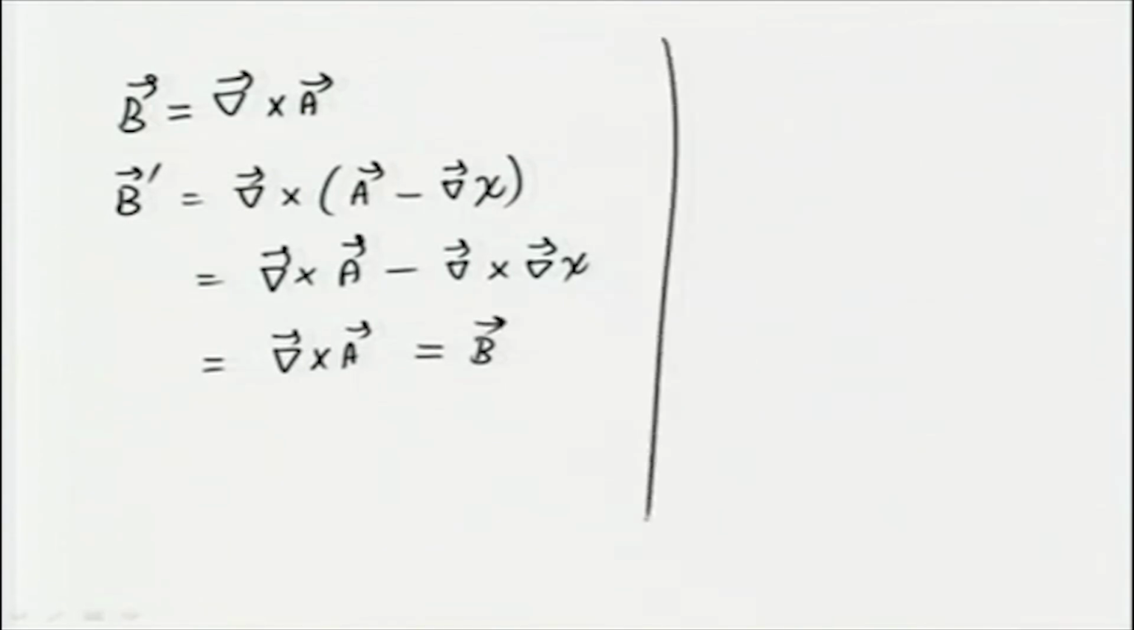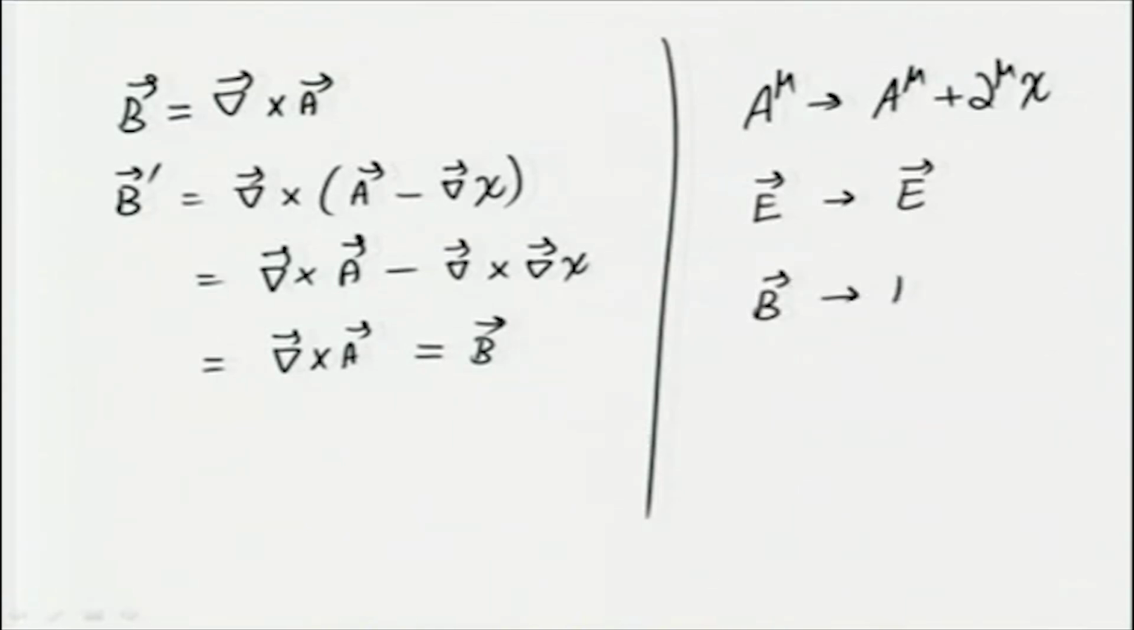So, B and E are invariant as A goes to A plus the 4 dimensional gradient of a scalar function chi. Electric field is not changed, magnetic field is not changed. So, there is a freedom in choosing the potential A mu.